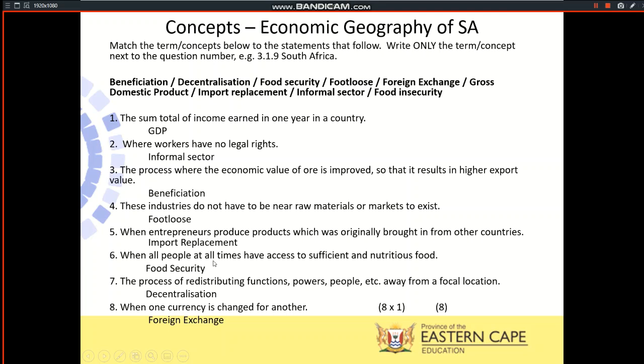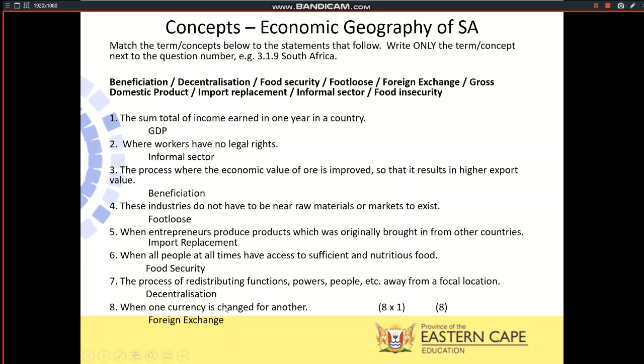When all people at all times have access to sufficient and nutritious food, we call that food security. The process of redistribution of functions and powers away from a focal location is decentralization. When one currency is changed for another, that is called foreign exchange.